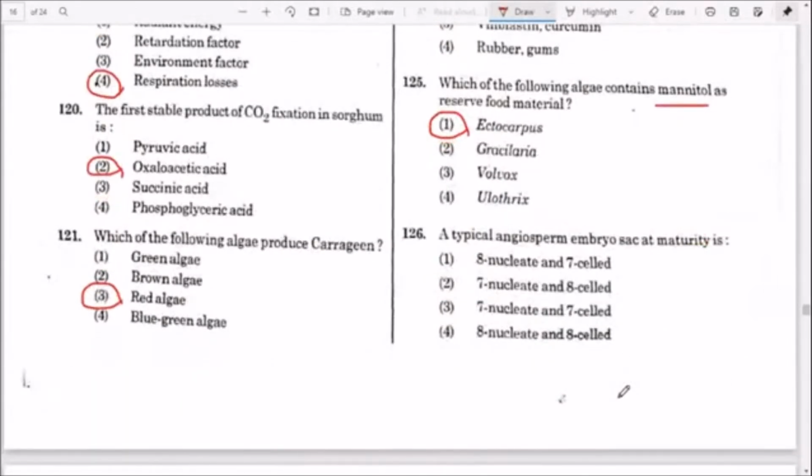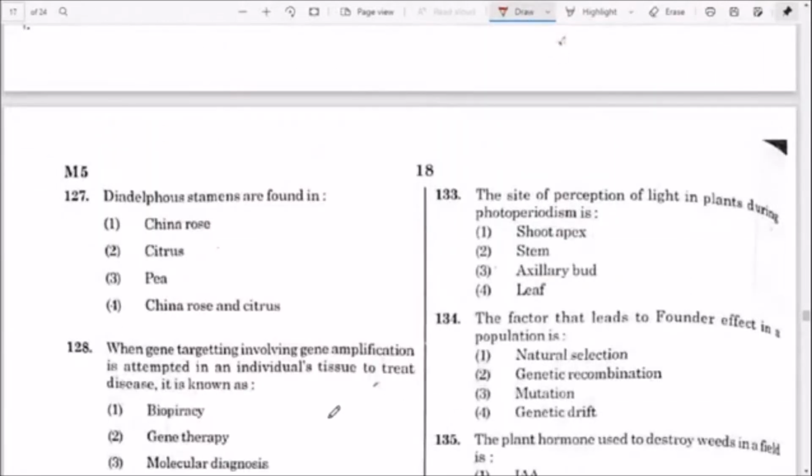Next, question number 126. A typical angiosperm embryo sac at maturity is 8 nucleate and 7 celled. Option number 1 is correct option, students. Next, question number 127. Diadelphous stamens are found in, yes, it is pea. Option number 3 is correct option, students.